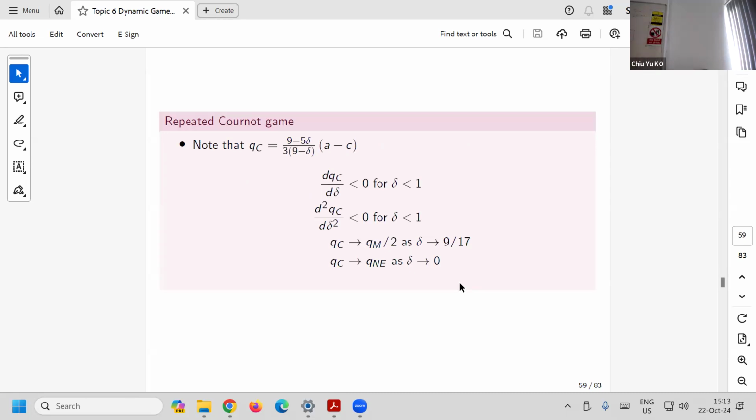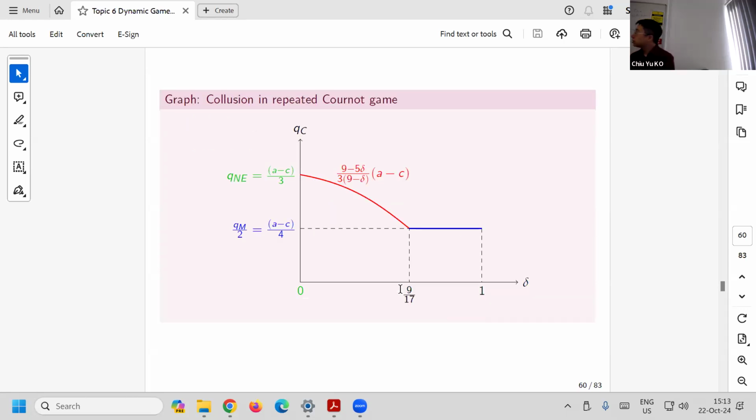If you look at this, QC is decreasing in delta, as we expect. The smaller the delta, the more difficult to collude, and it's decreasing. But this is a decreasing rate. You can easily check that when delta goes to one, you get half of the monopoly. When delta goes to 0, you get Cournot. So this is what we expect. It's easier to look at the graph to convince you this is the case.